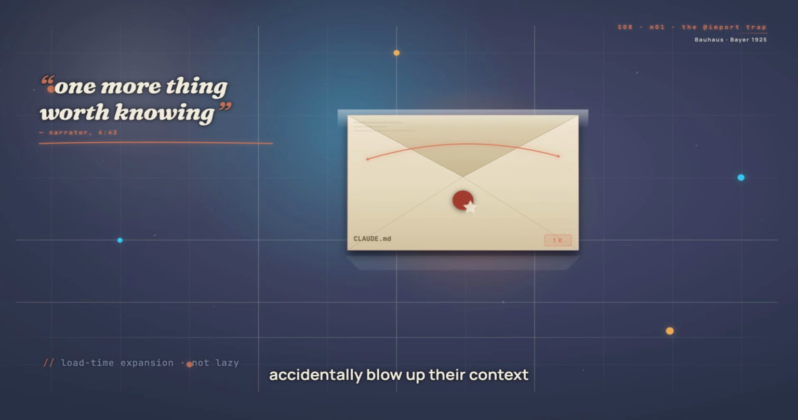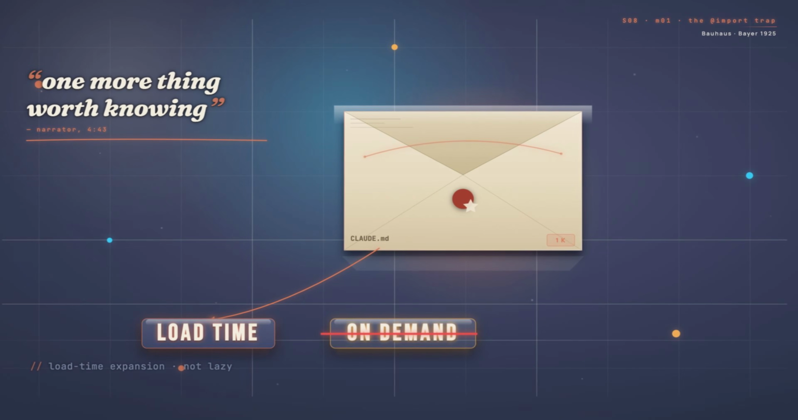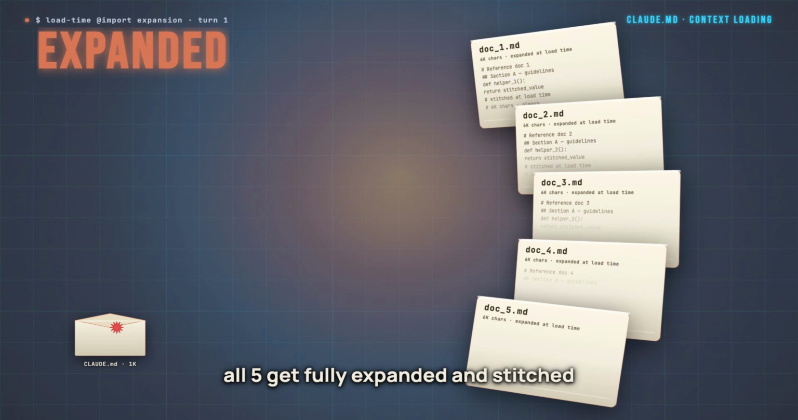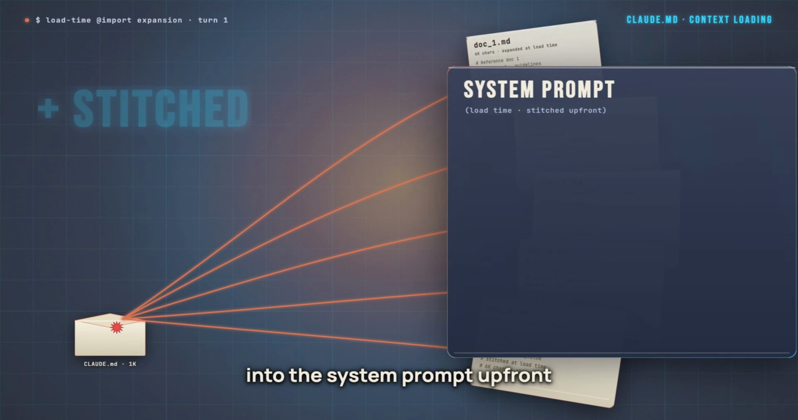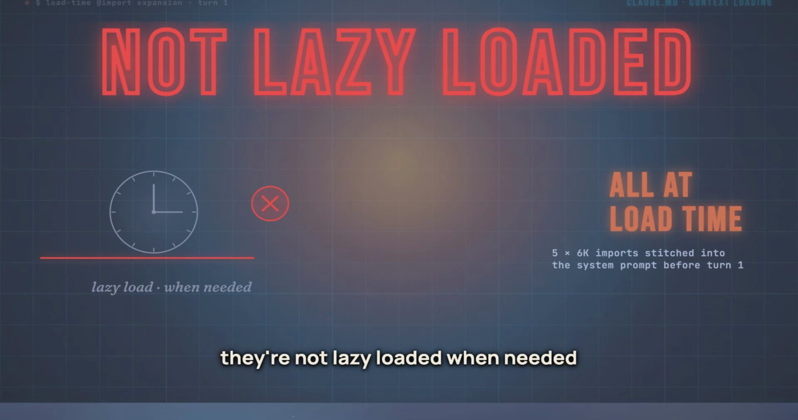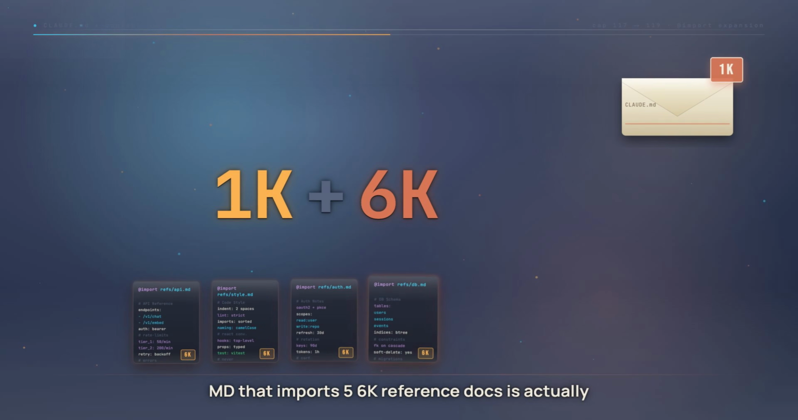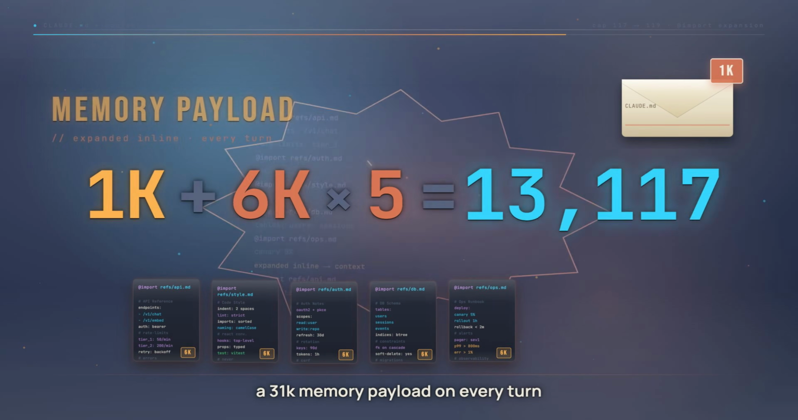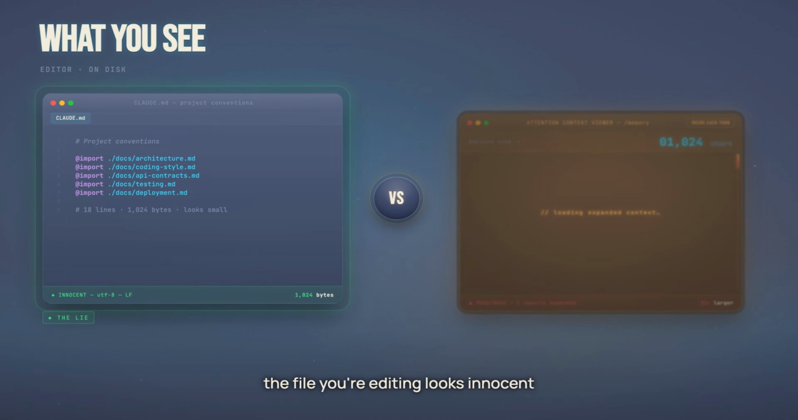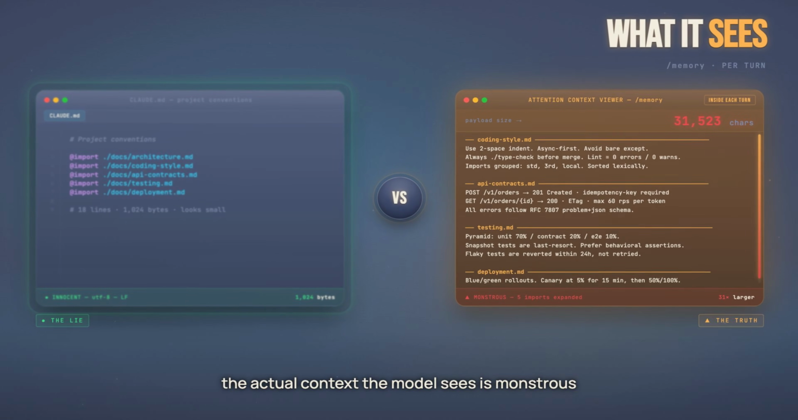One more thing worth knowing, and this is where a lot of people accidentally blow up their context. The @import expansions happen at load time, not on demand. If your CLAUDE.md imports 5 files, all 5 get fully expanded and stitched into the system prompt up front. They're not lazy loaded when needed. So a small 1K CLAUDE.md that imports 5 6K reference docs is actually a 31K memory payload on every turn. The file you're editing looks innocent. The actual context the model sees is monstrous.